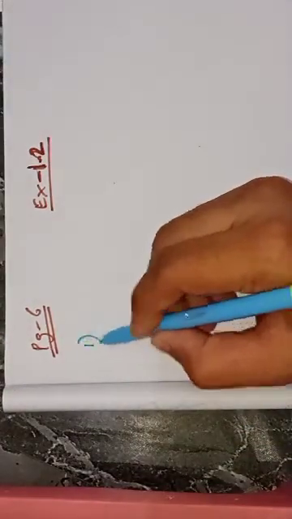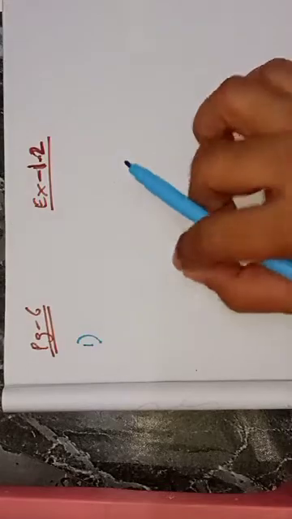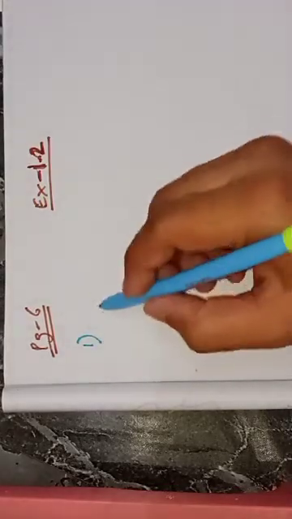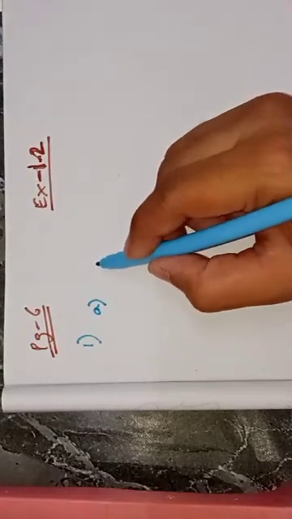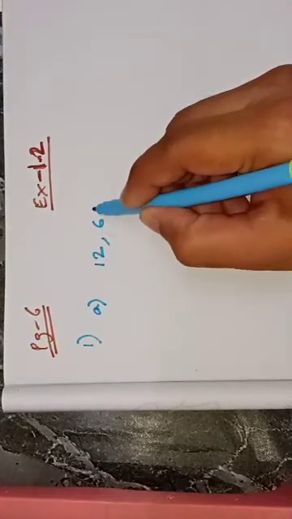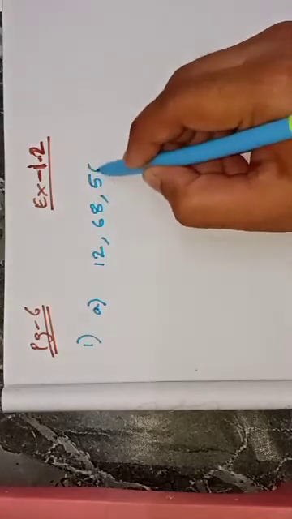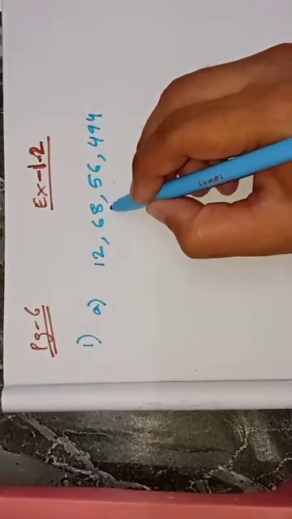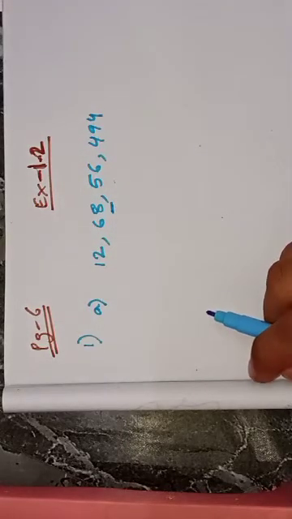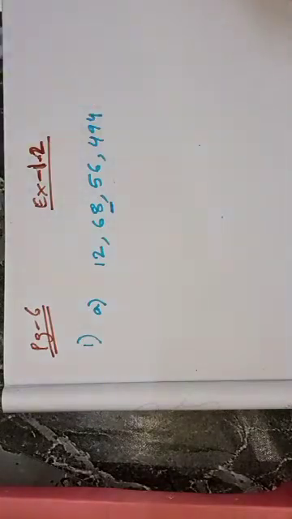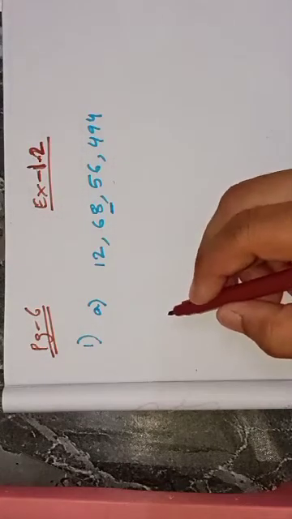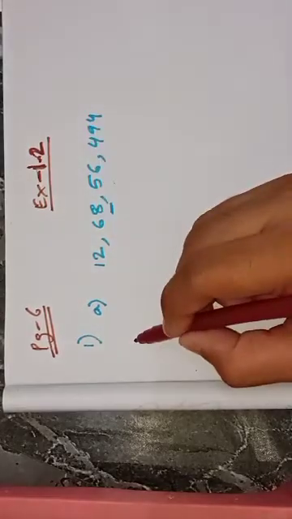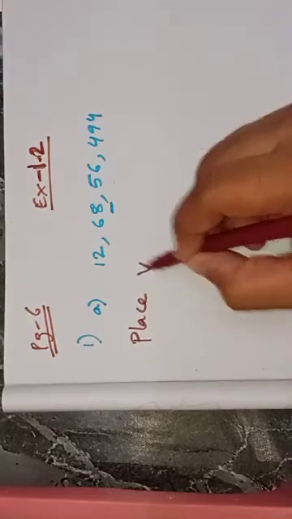So let us start. Number 1 is: write the place value and the face value of the underlined digits in the following numbers. I'm showing you 2 examples to help you understand how to do these sums. First and foremost, we will copy the number. Here the digit 8 is underlined. They're asking us to write the place value and the face value of this underlined digit, that is 8, in this number.